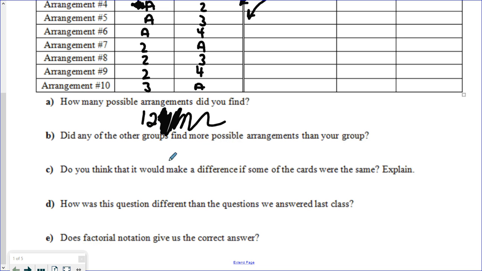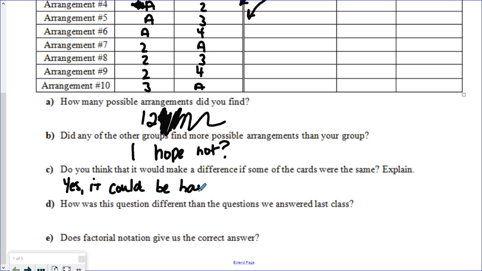Did any of the groups find more possible arrangements? I hope not. Do you think it would make a difference if some of the cards were the same? Again, it could be hard to tell the difference for some arrangements.